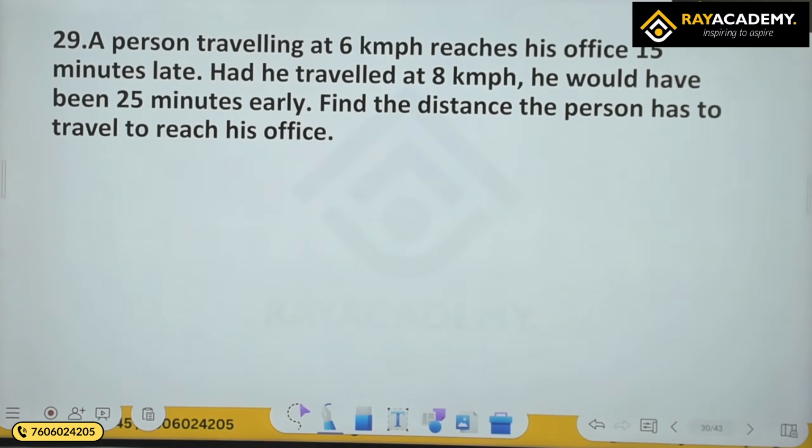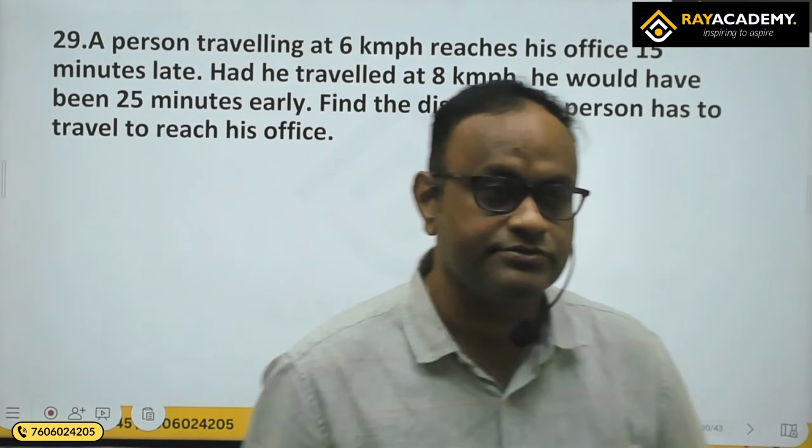What is remaining constant? Distance is constant. Distance does not change, but the other two things are changing. If your speed changes, then time changes. And if speed decreases, time increases; if speed increases, time decreases. Okay, let us plot this one.